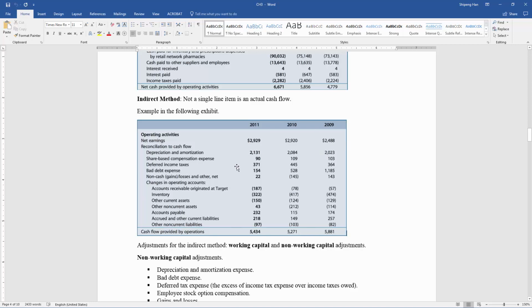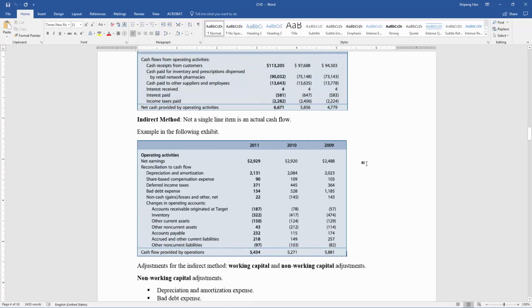Then we make adjustments. We have lots of adjustments. This part is the non-working capital adjustments, but later are working capital adjustments. And you will find the majority of non-working capital adjustments are positive, for example, the depreciation and the amortization.